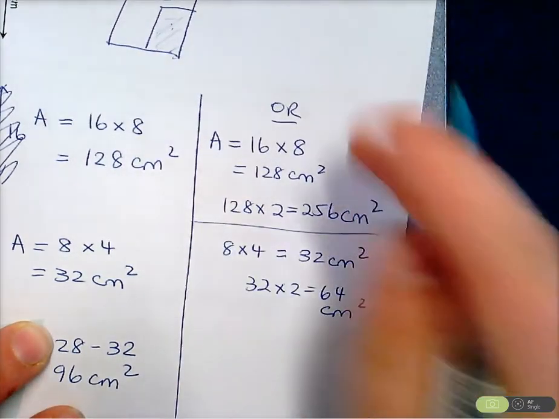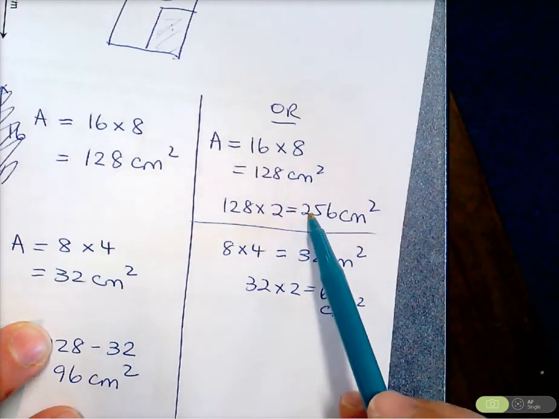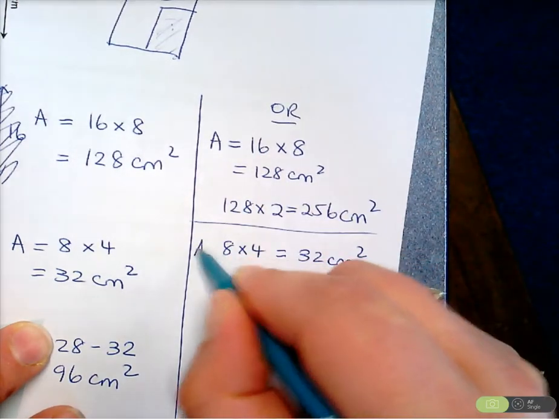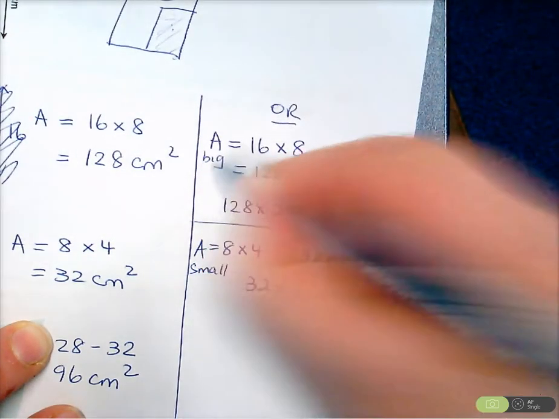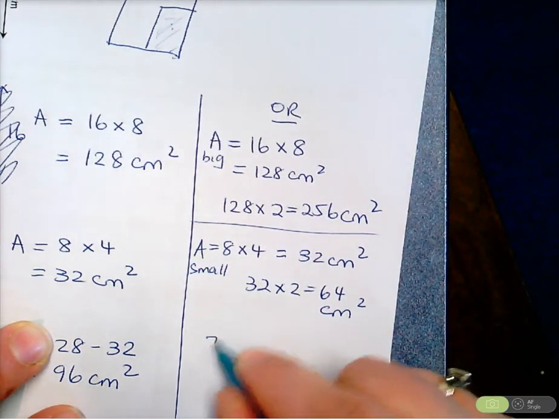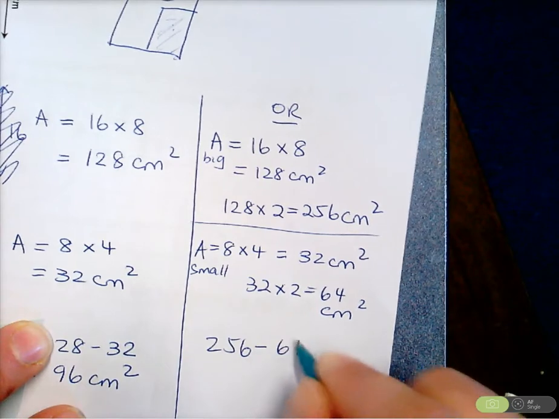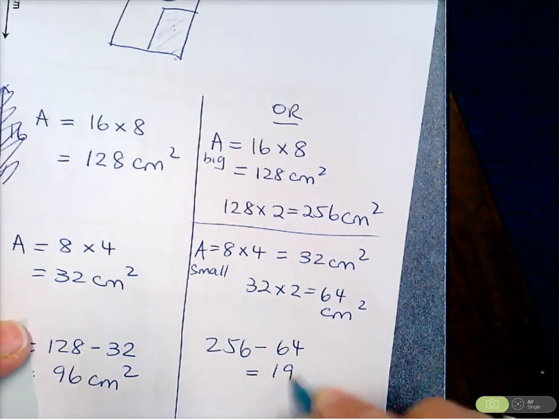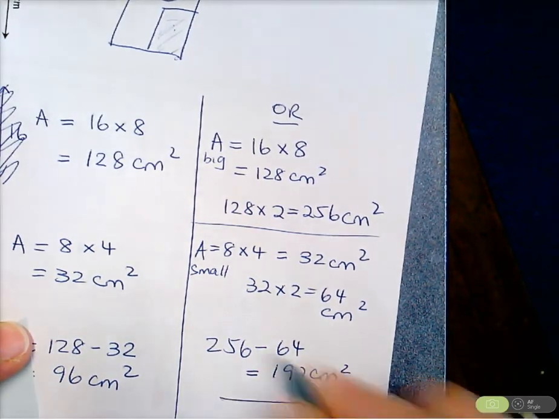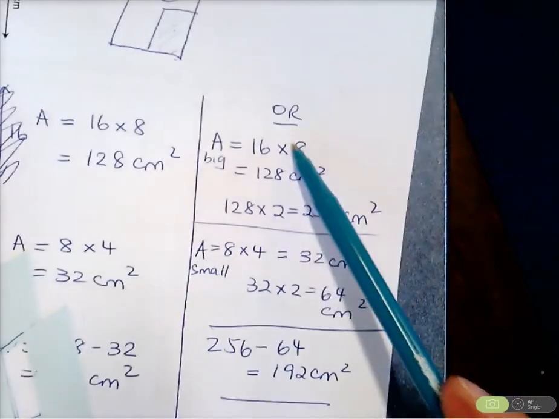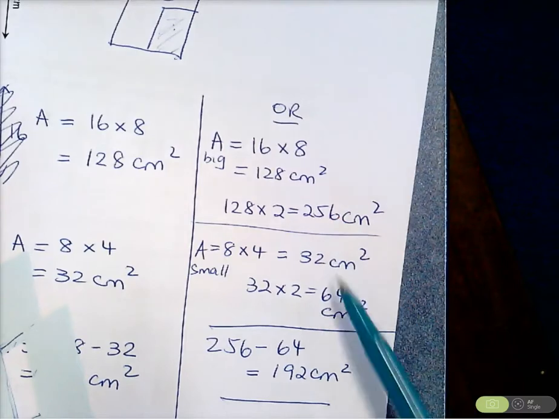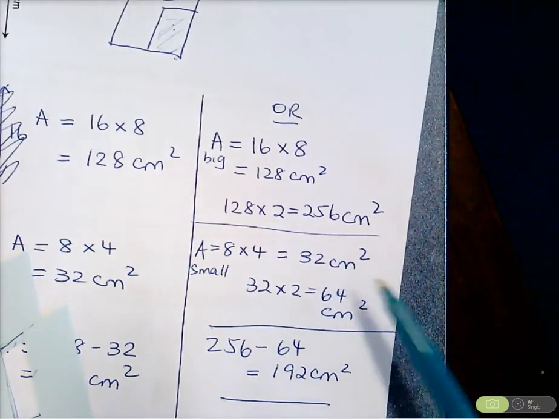So this is our second method. 2 big ones, 2 small ones. The area of the small ones, the area of the big ones. And we do 256 minus 64, and you'll get 192. Same answer as before. Now, a lot of people were able to do the first bit, double it, but they only took away 1 of the parallelograms, not 2.